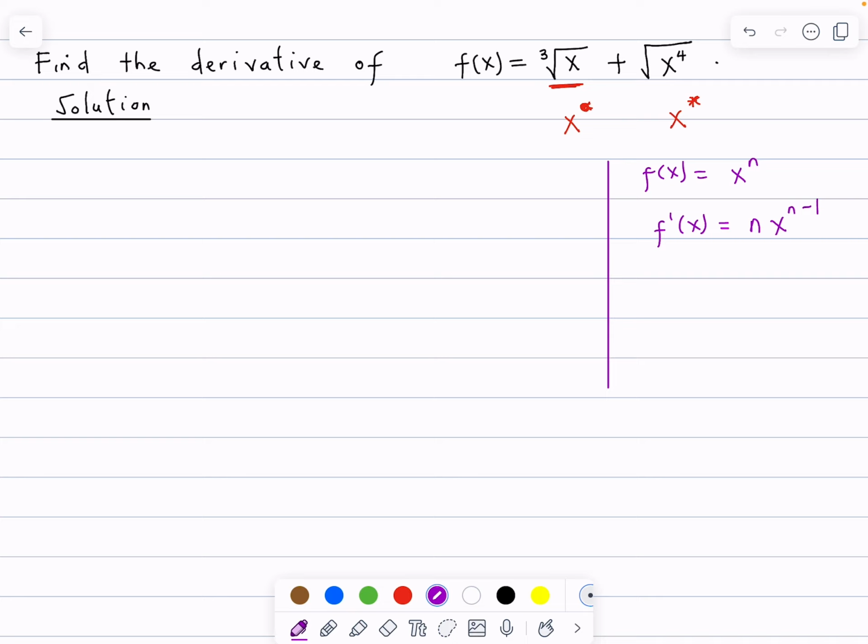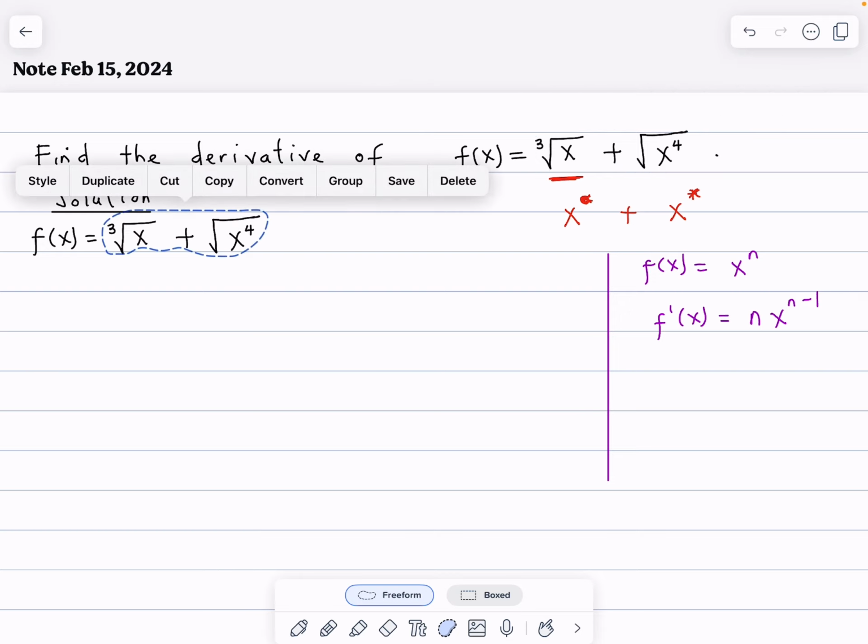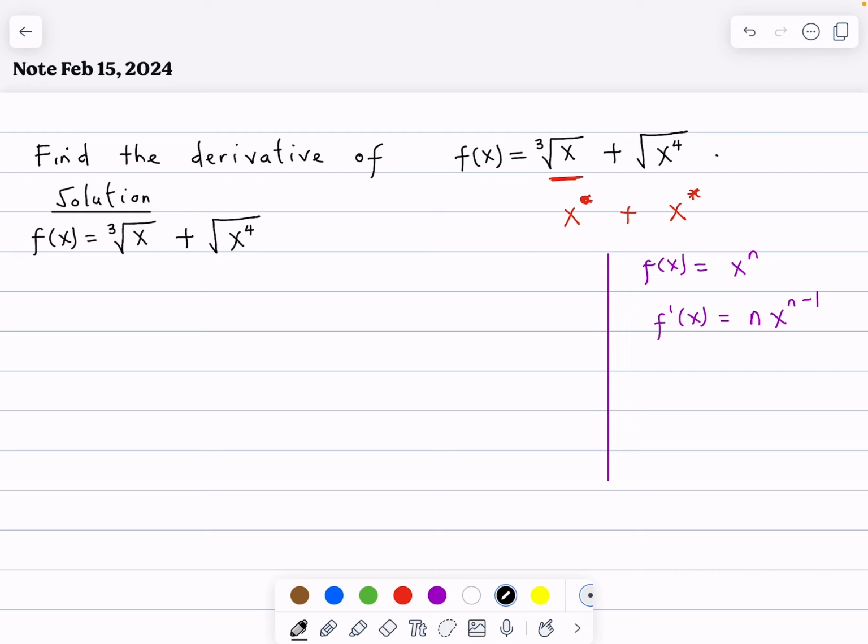Now, going back to our question, I want to rewrite the given function such that I have it in the form of x to the power of something plus x to the power of something. That's the goal. So now I'm going to write my f of x, which is equal to the cube root of x. I'm going to rewrite it as x to the power of 1 over 3, right?